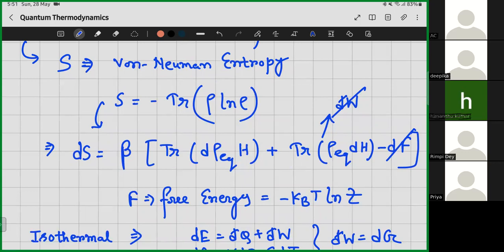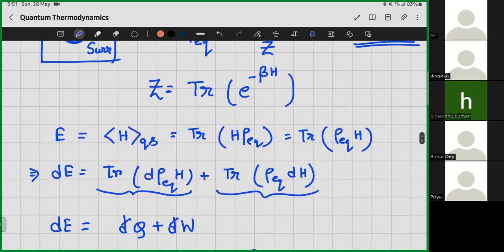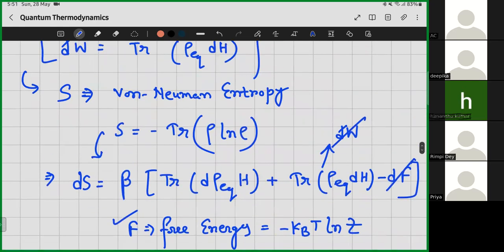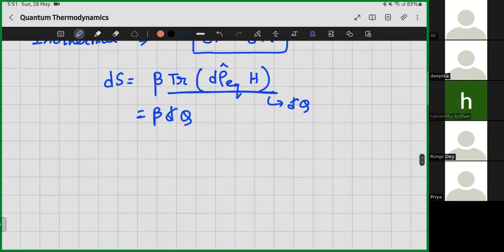Just taking the derivative and using the formula of the derivative. Z is the canonical ensemble partition function, the trace over e to the power minus beta H. If we take the derivative of that and put it in, then that equation can be derived. So, just considering an isothermal process, we can establish that this part should be the work and this is the heat. Then everything will be consistent with the previous result.